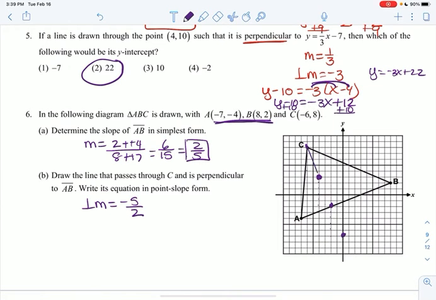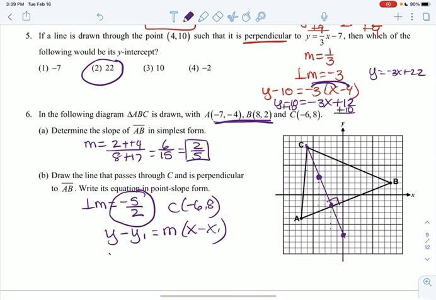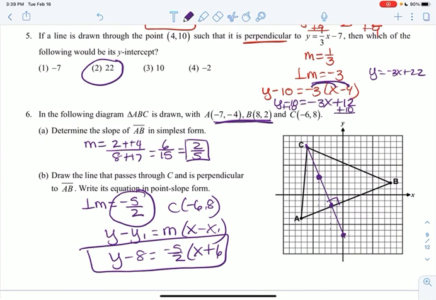And you can see right away that my line looks perpendicular, and it should be because I used a slope that had a negative reciprocal on it. And I want to write the equation in point-slope form. So again, I have the slope, and the point is point C. So I'm just going to take point C, and I'm going to take that slope, and I'm going to plug them both in, and that will be my equation. All right, so y minus 8 equals negative 5/2 times x minus negative 6. And there's my equation in point-slope form.